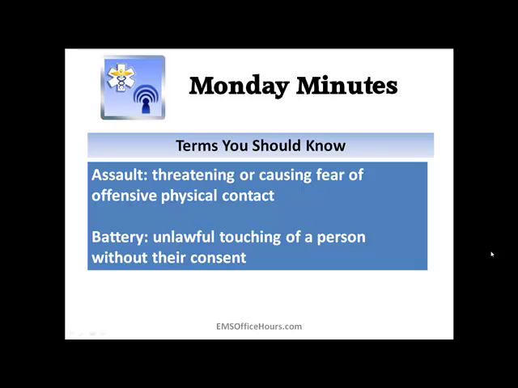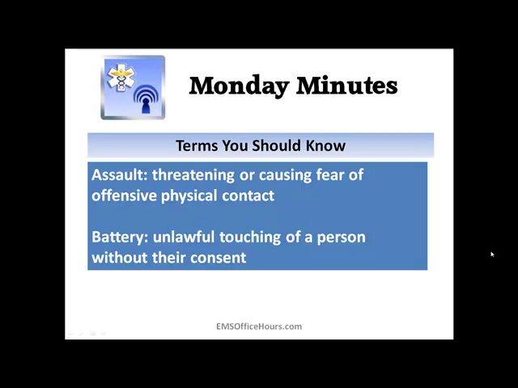Now, two other terms real quick. Assault is if you threaten a patient or cause the patient fear of physical contact with you, right? So a patient could say you assaulted them if you threatened to harm them if they didn't go to the hospital with you, or threatened to harm them if they didn't hold still on the stretcher. That can be considered an assault. And a battery is when you actually touch them without their consent.